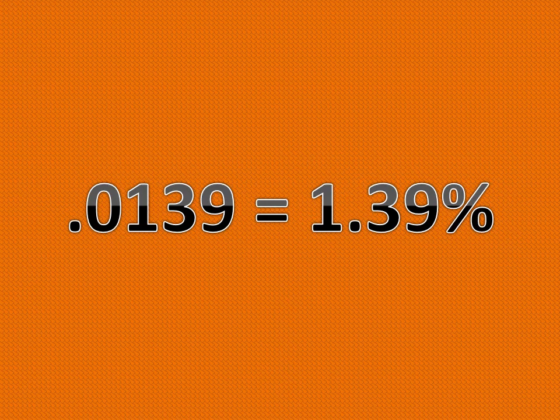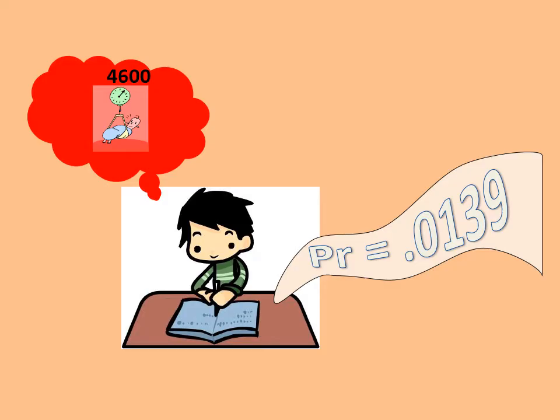In terms of percents, we can express this result by multiplying by 100, or moving the decimal over 2 places, to obtain 1.39%. We have obtained the statistical answer. A birth weight of 4,600 or more in this community has a probability of 0.0139. That is, it occurs 1.39% of the time.